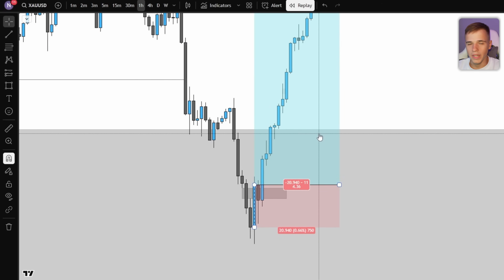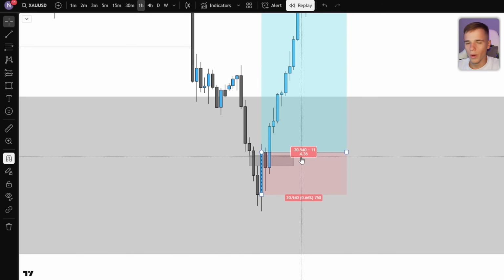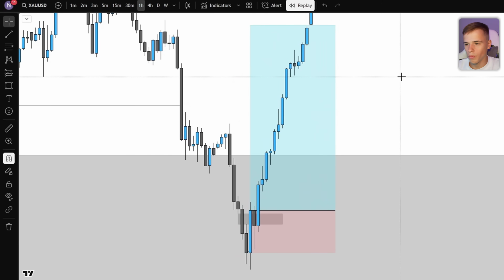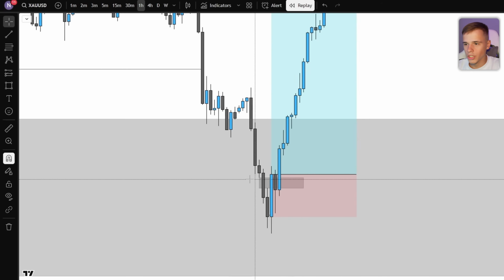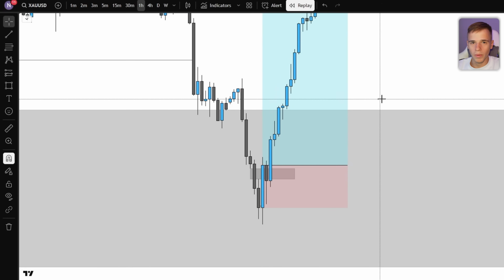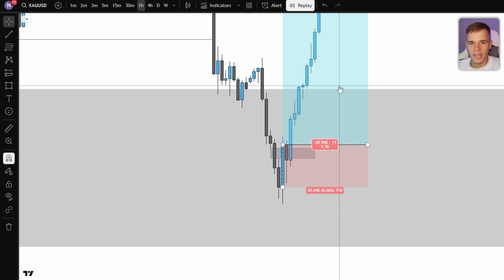So you can see that on the daily time frame you would catch about 1.5 risk to reward, and on the hourly time frame we can catch much bigger risk to rewards. Okay, so this was the entry on the hourly time frame, and you can see how well it played out. So let's right now scale down even more.